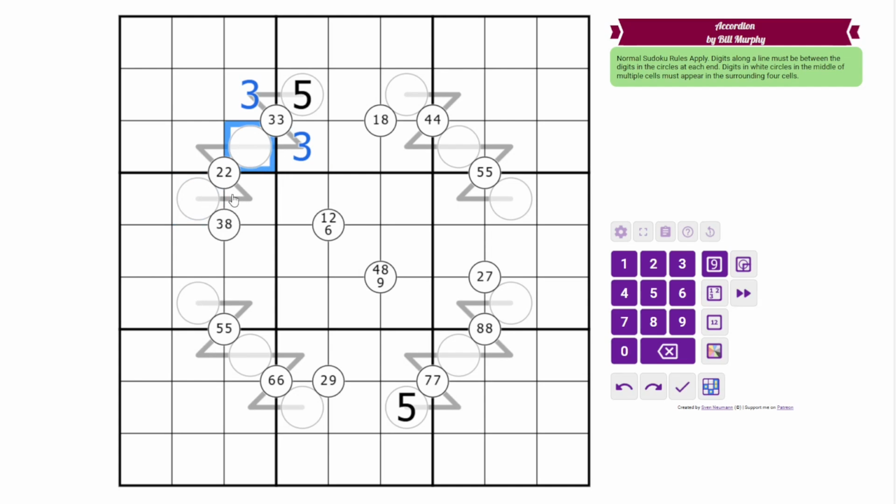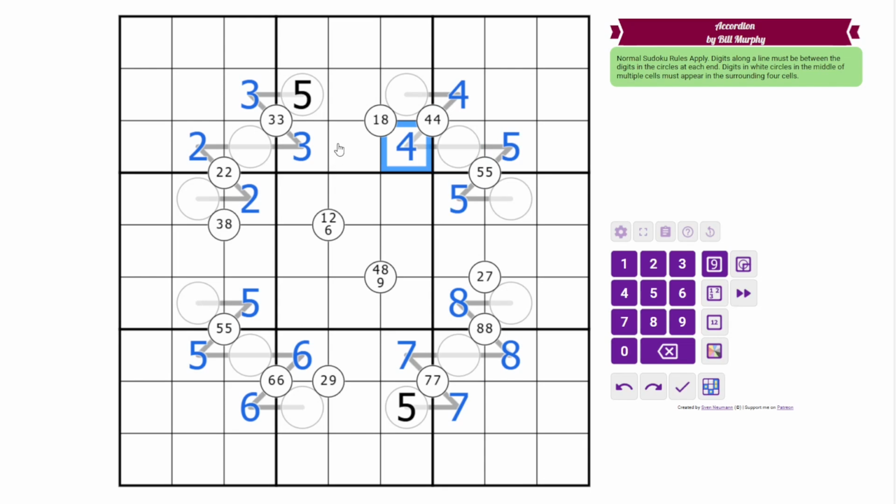Alright, the 2s, I don't think we can resolve yet. 2 could go here. Oh, 2 can't go in both of these, though. Yeah, that's the trick here. If we put 2 in both of these cells, there's nothing to go between them, so they must go on the line. And that's going to be true for all of these. The duplicated digits can't go in the circles because we can't put anything between them if they're in the circles.